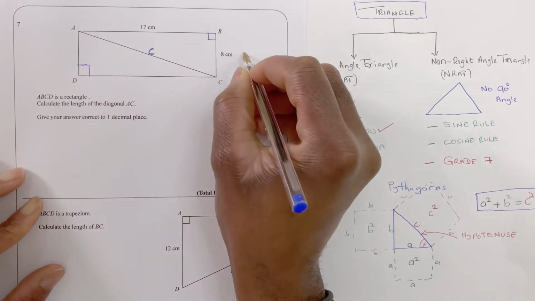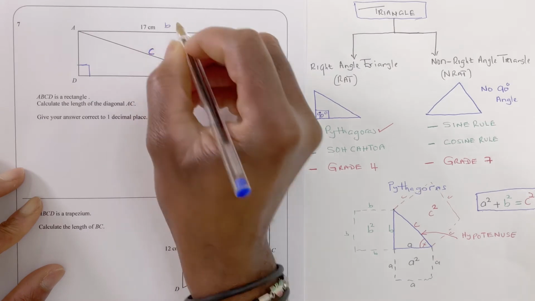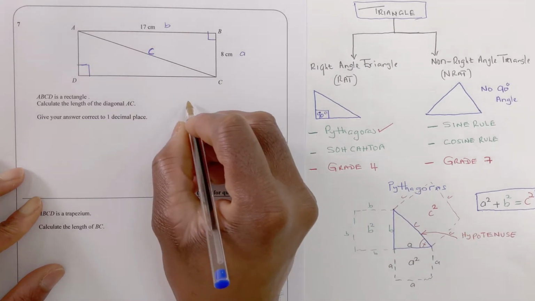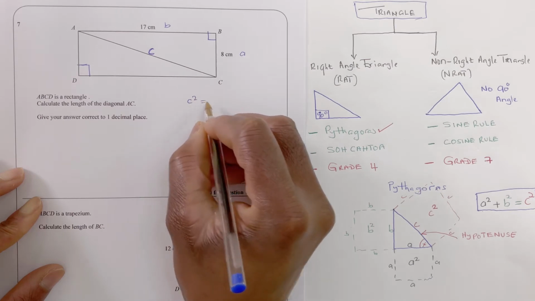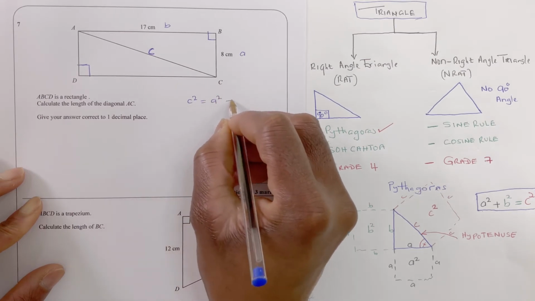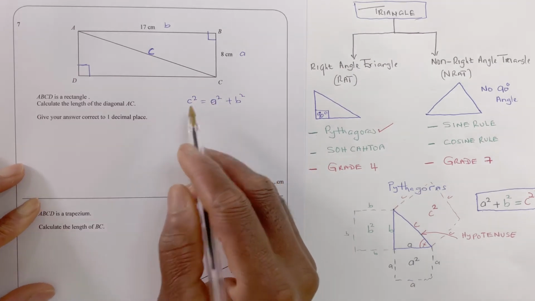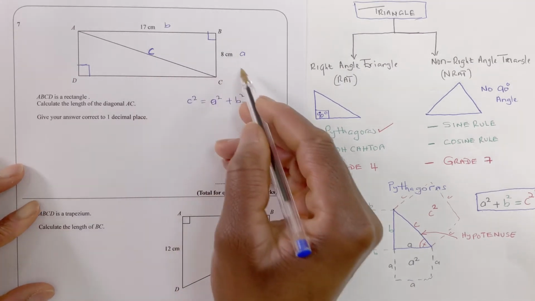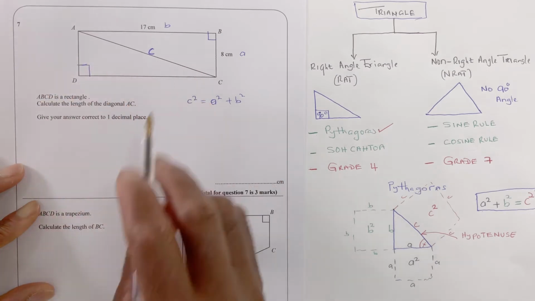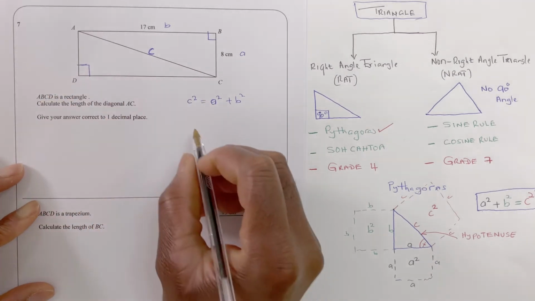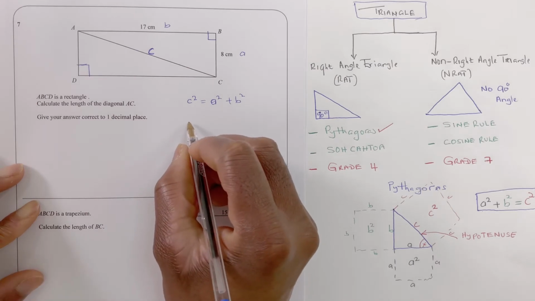So you can call that A, you can call that B. Applying the Pythagoras formula here, that will be C squared equals A squared plus B squared. Now, it doesn't matter which one you call A or B, remember, this has to be C. And so what you can do now is a straightforward calculation. We need to find C.